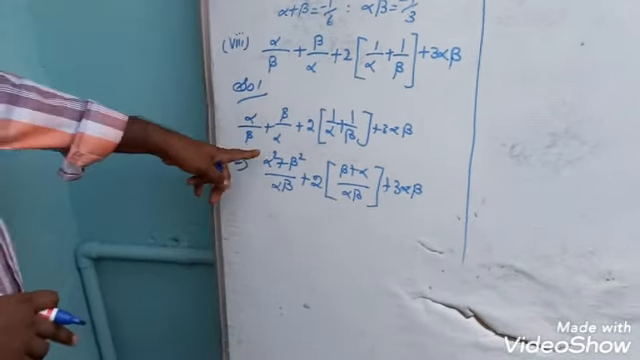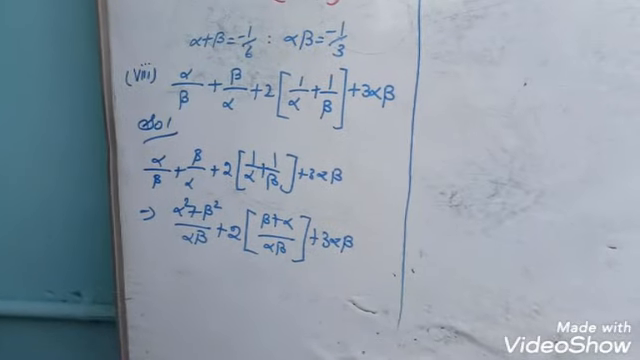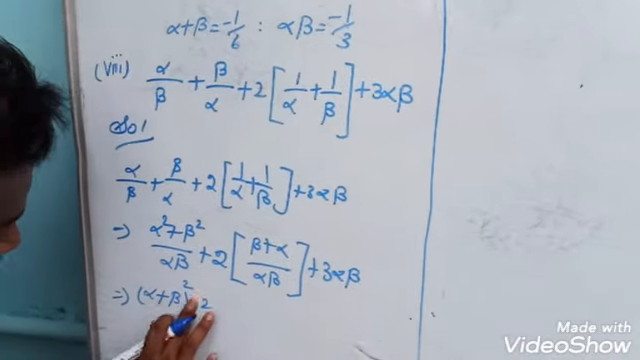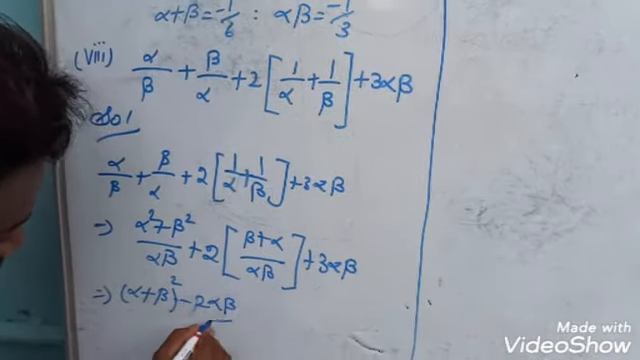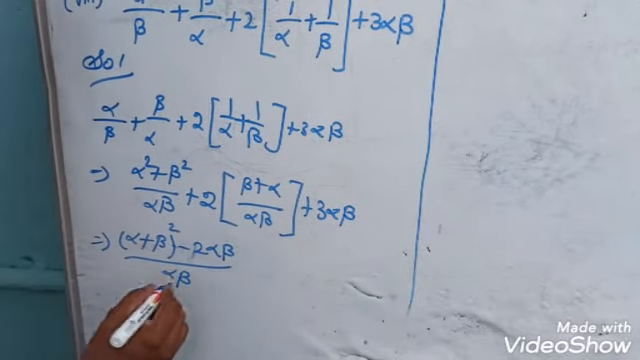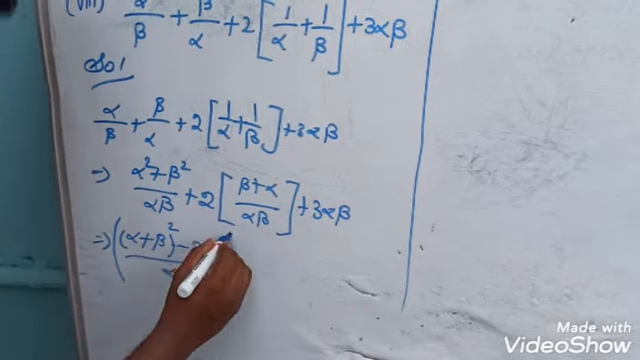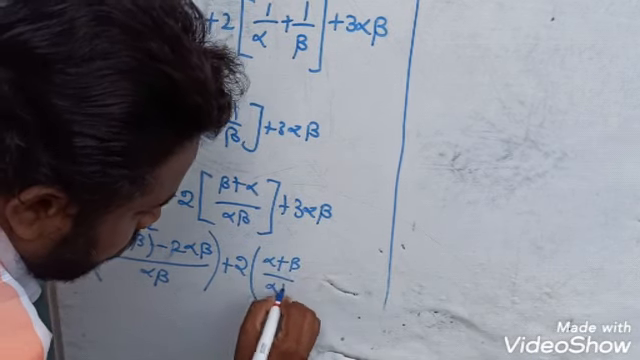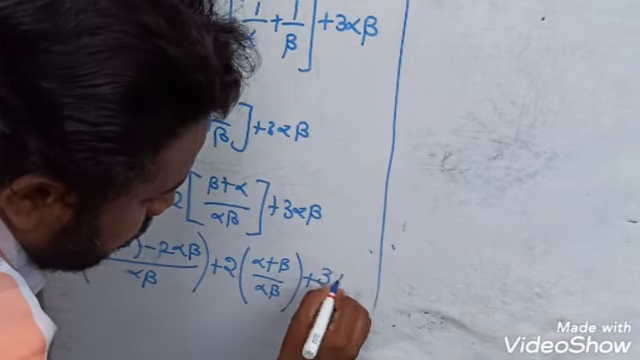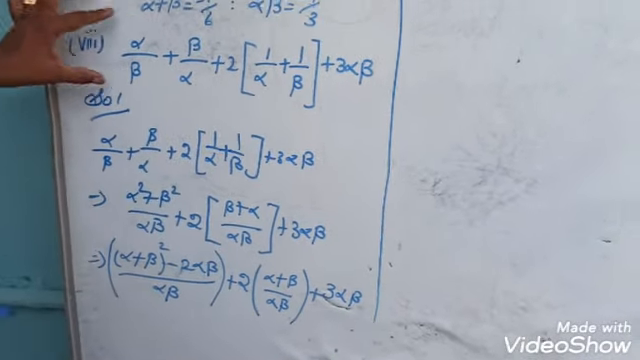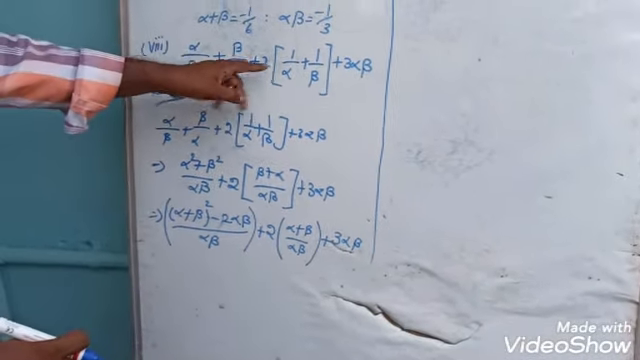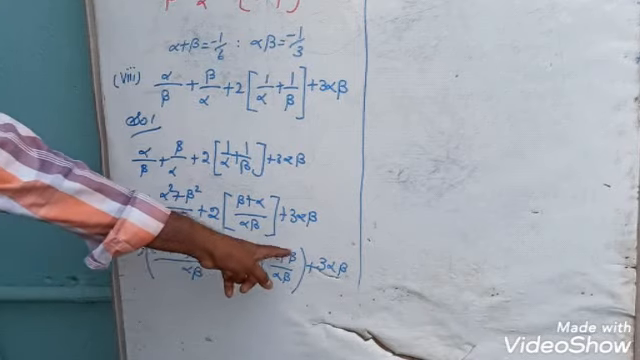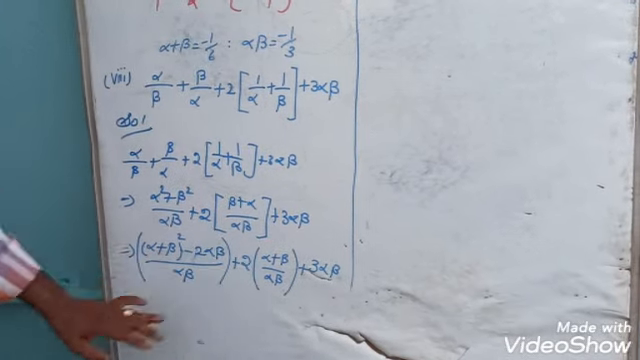Already you know that for a square plus b square, that means alpha square plus beta square, you have a formula: alpha plus beta the whole square minus 2 alpha beta, divided by alpha beta. This is one set, I will put a bracket, plus 2 into alpha plus beta divided by alpha beta, plus 3 alpha beta. So I change alpha by beta plus beta by alpha plus 2 like this. All of these are in terms of sum of zeros and product of zeros.